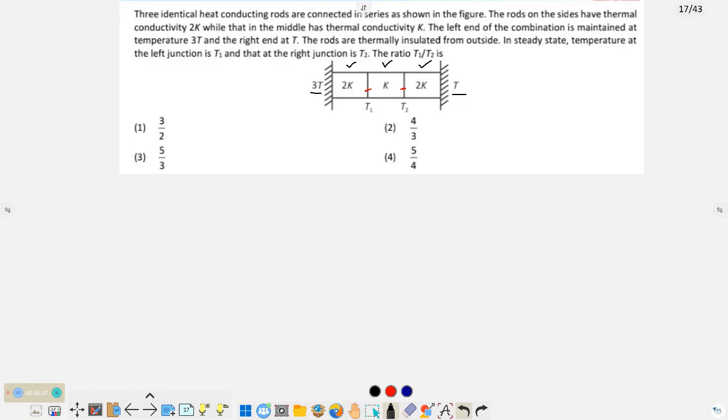So if you observe this diagram, these three are connected in series. So the heat flowing across each one will remain the same, because we are always solving the problem mostly in steady state condition.